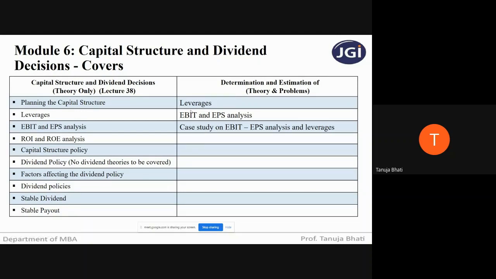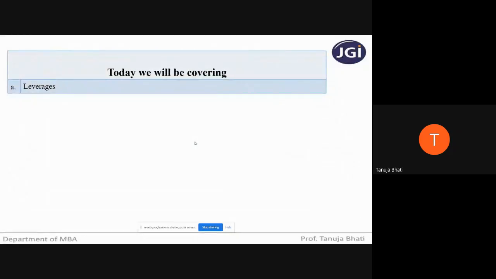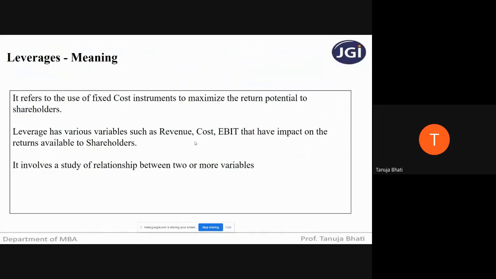In the next class we will be seeing EBIT and EPS analysis. So today we will be covering leverages. Let us first understand what is the meaning of leverages. It refers to the use of fixed cost instruments to maximize the return potential to the shareholders. Fixed cost instruments, as we know, are nothing but interest to the debenture holders, interest on the bank loans or term loans, or fixed dividend to the preference shareholders.